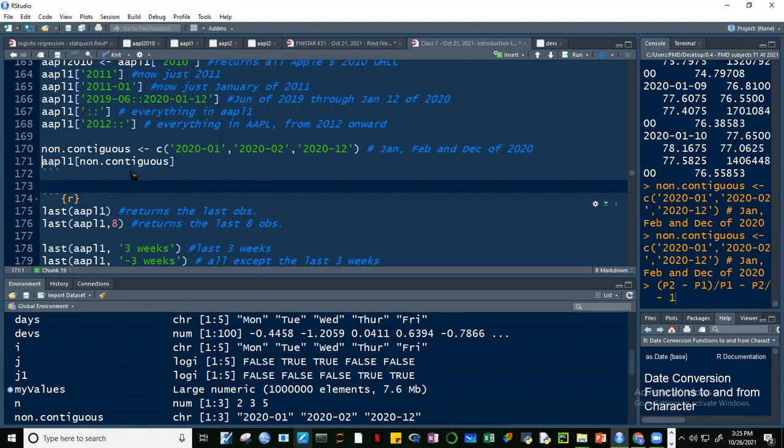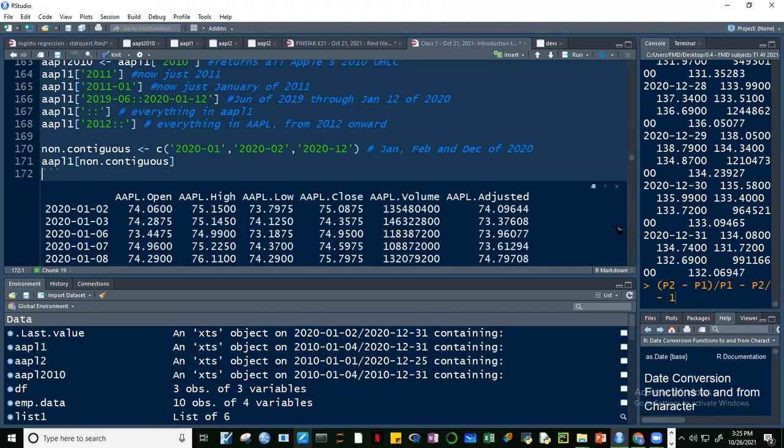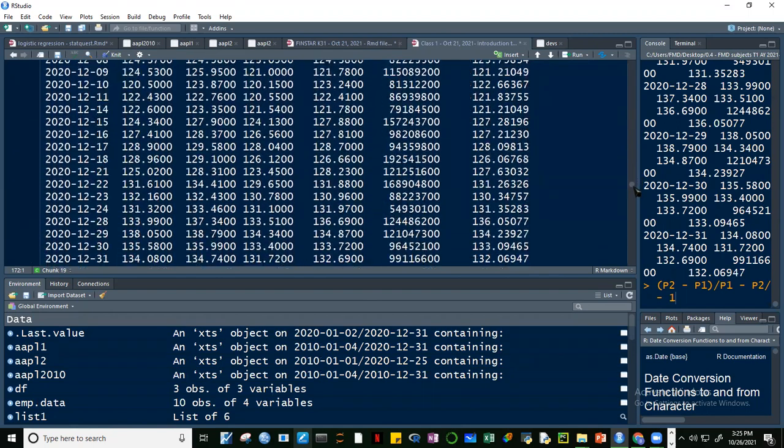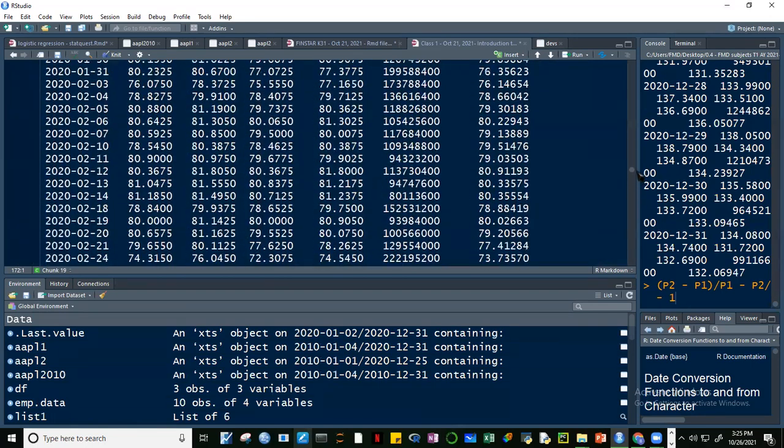And then if we want the non-contiguous, guys, ito yun. Apple 1, and then defined by the non-contiguous, which are these 3 dates. Okay, so let's run that. There. Okay, we identified first the dates under the non-contiguous object, and then we use that non-contiguous object to subset Apple 1. So there are 2020 January, and then February of 2020, and then December of 2020.